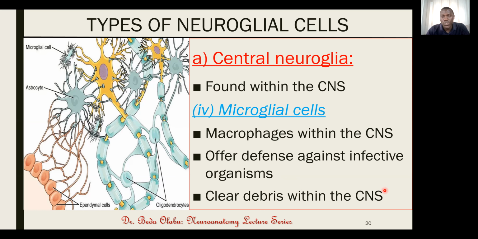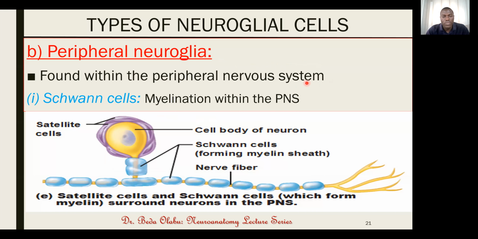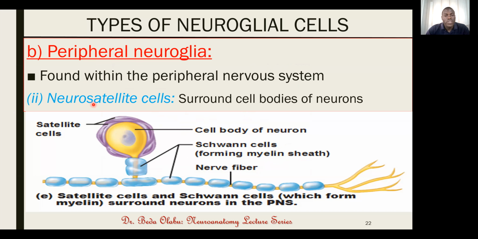So those are central neuroglia. Then you have peripheral neuroglia. Peripheral neuroglia are found within the peripheral nervous system. I gave you two of them. Schwann cells form myelin sheath around axons of neurons within the peripheral nervous system. And what is important to note is that one Schwann cell myelinates one axon. The other peripheral neuroglia are the neurosatellite cells. Neurosatellite cells surround the cell bodies of neurons within the peripheral nervous system. They provide structural and nutritional support to neurons.